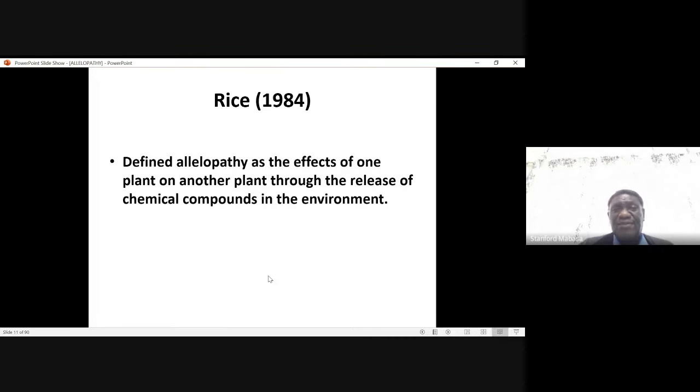Now, in 1984, Rice defined allelopathy as the effects of one plant on another plant through the release of chemical compounds into the environment. So that was the definition given by Rice.